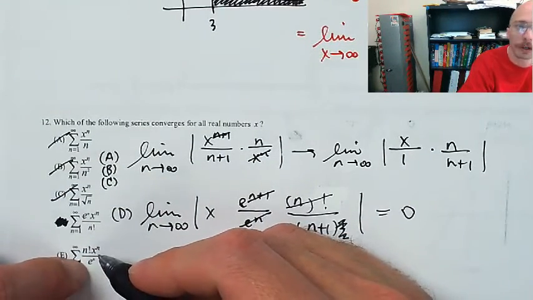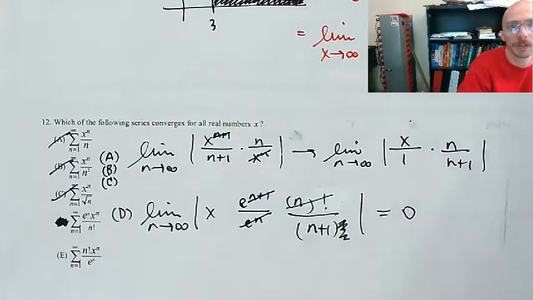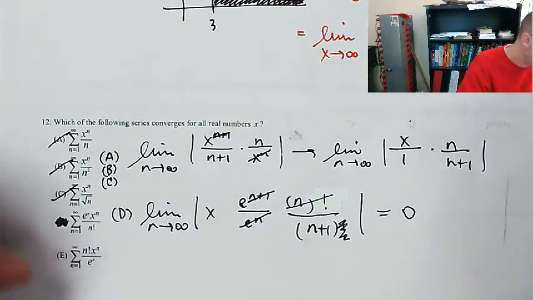This one would have an n in the numerator after the canceling, and so that limit would go to infinity, and that would only converge when x equaled 0.